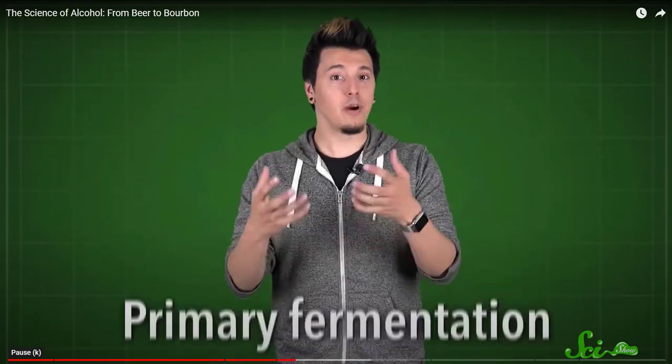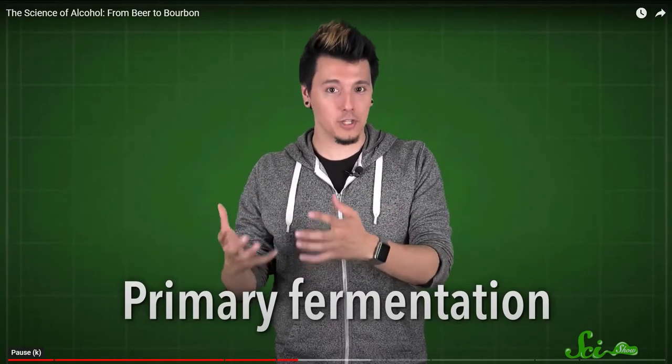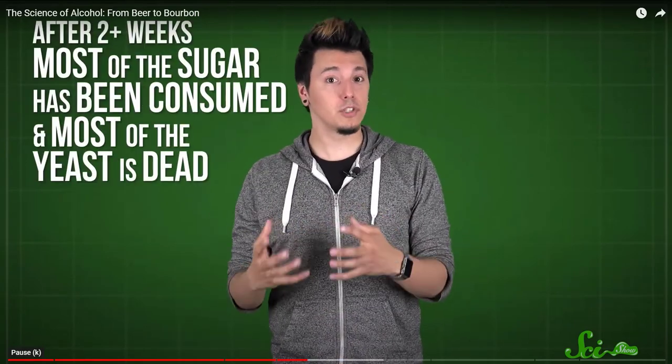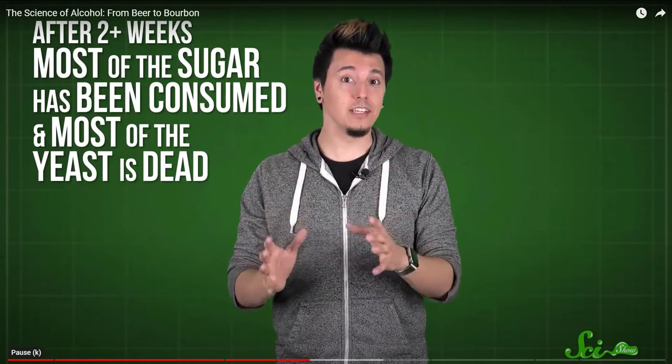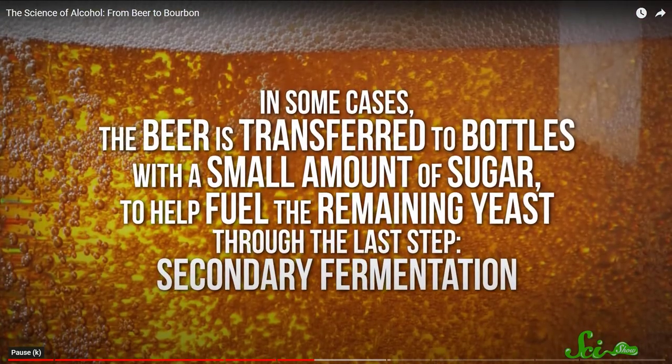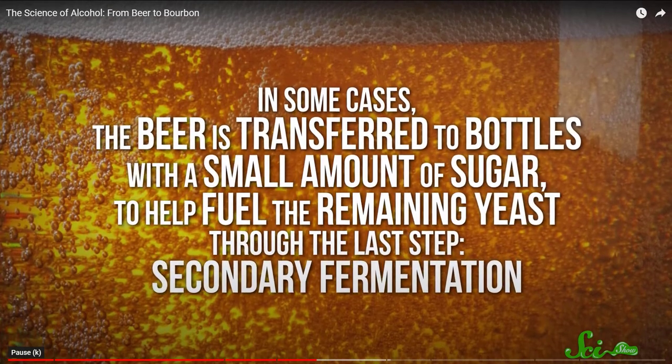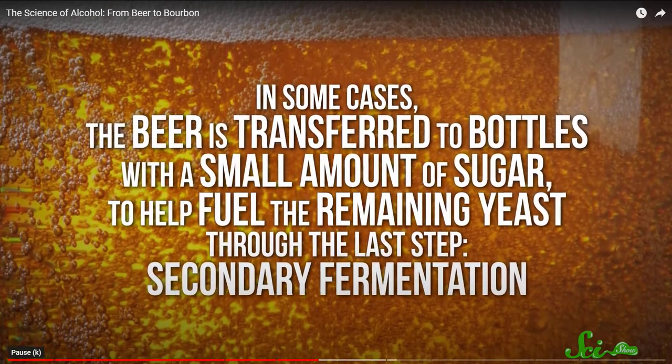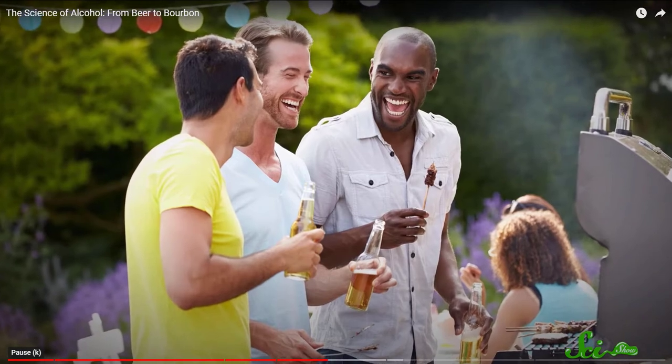During the first phase, the primary fermentation, there's a lot of yeast hard at work. All that waste carbon dioxide is allowed to escape the container, while the ethanol is left behind. After a while, usually a minimum of 2 weeks, most of the sugar has been consumed, and most of the yeast is dead. In some cases, the beer is transferred to bottles with a small amount of sugar to help fuel the remaining yeast through the last step: secondary fermentation. The beer is then tightly capped and the carbon dioxide and ethanol produced within the container are preserved, finally turning the liquid inside into the fizzy, intoxicating beverage that so many of us love.